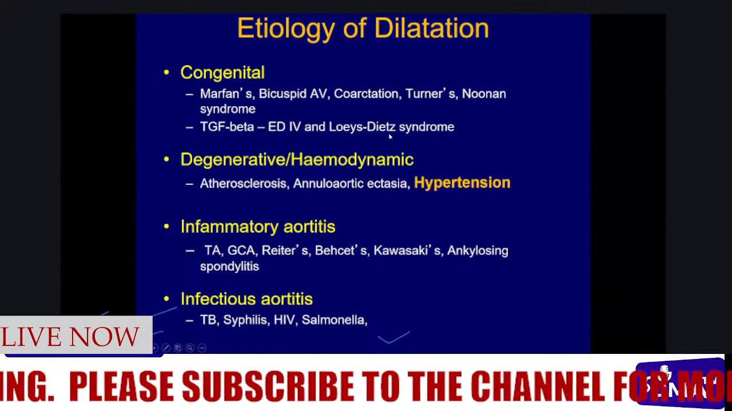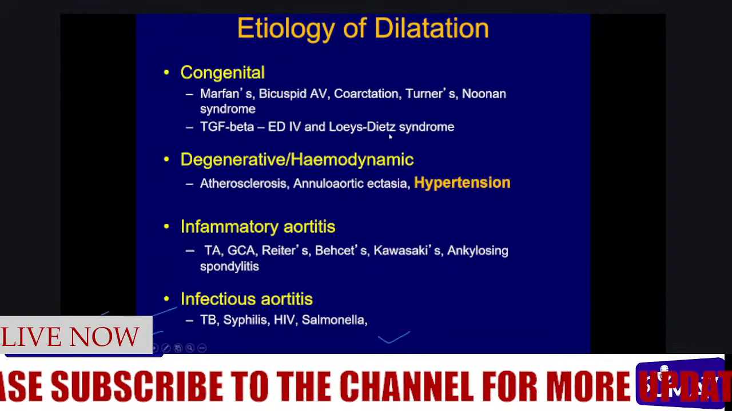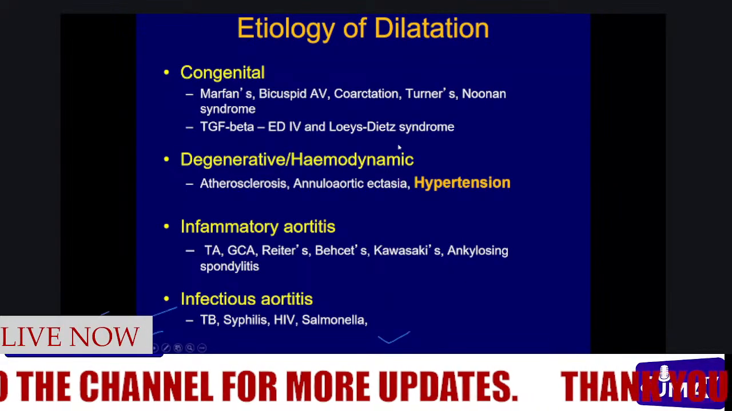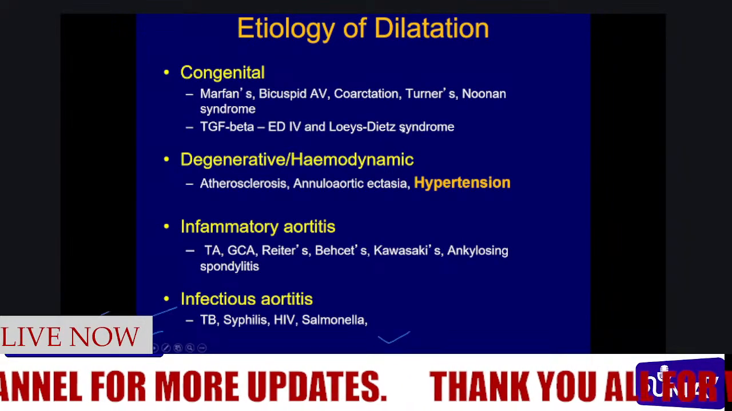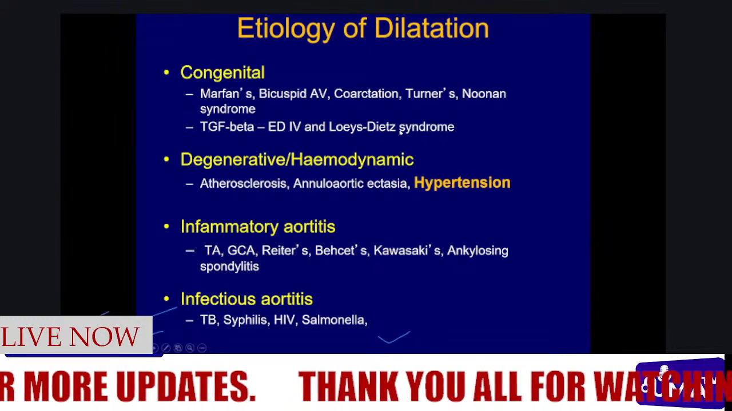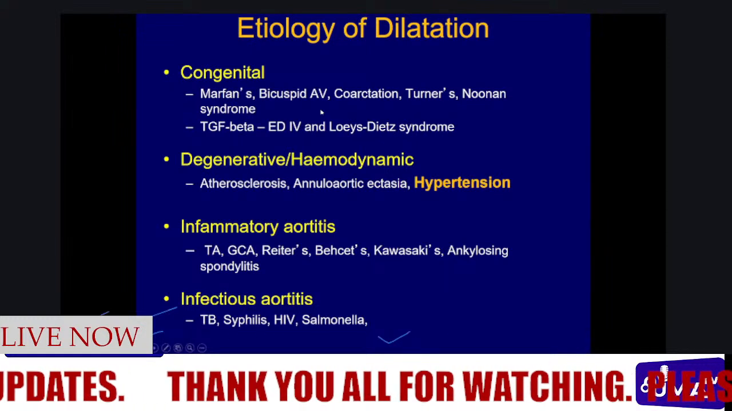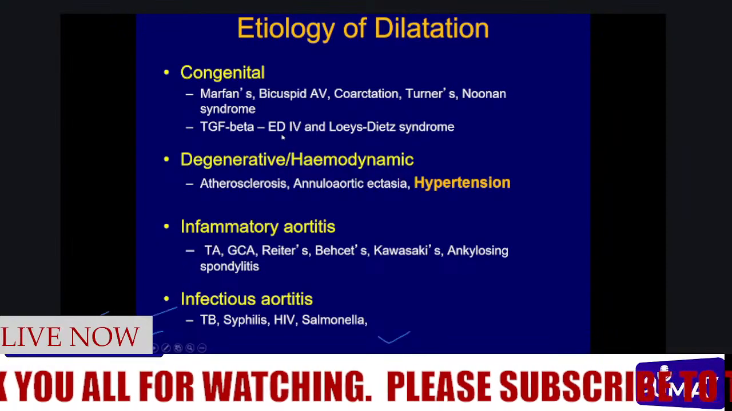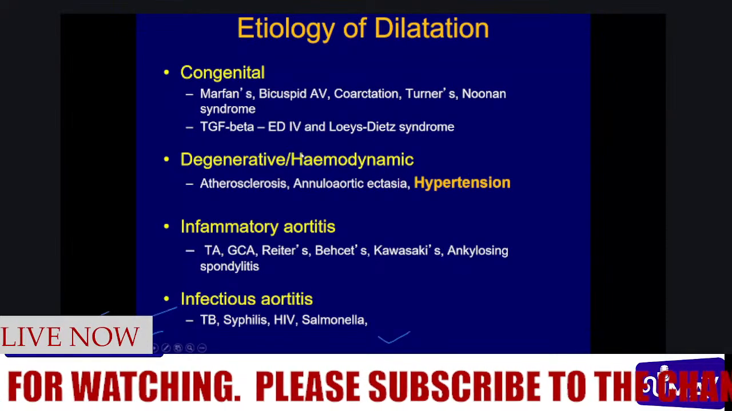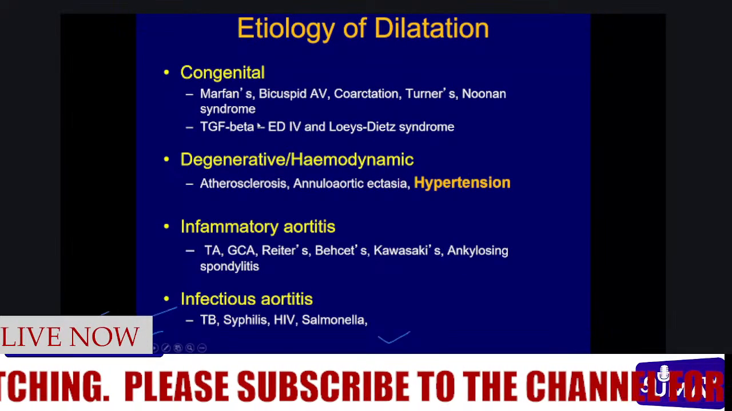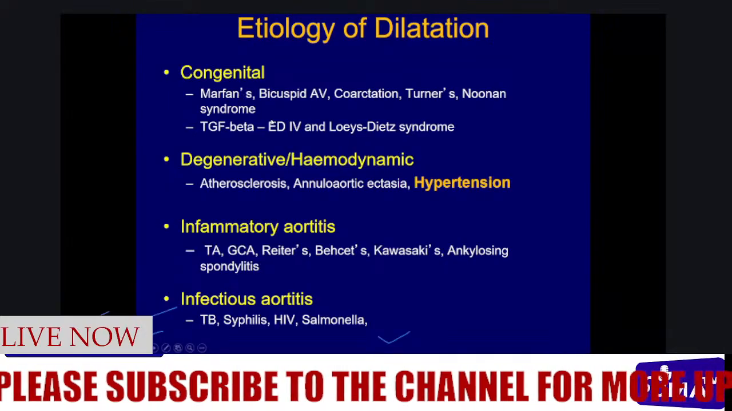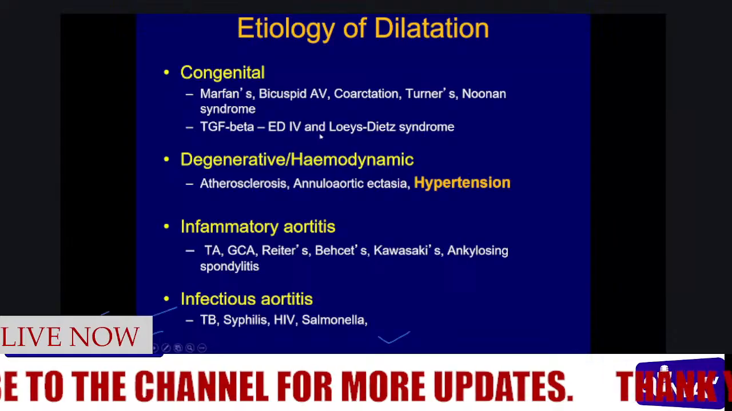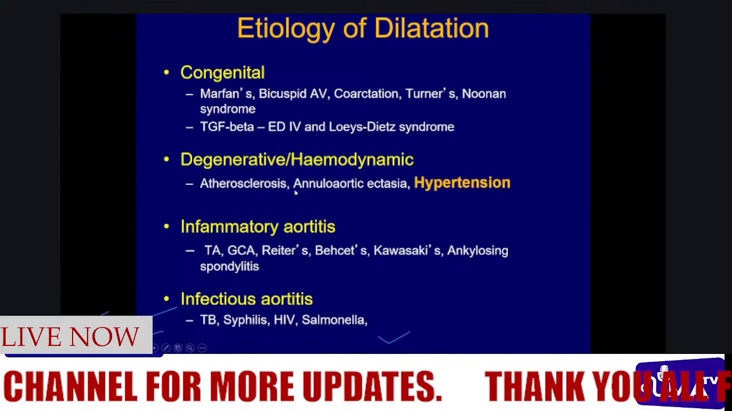Loeys-Dietz is more like Marfan's, but they have a bifid uvula and hypertelorism, where the distance between the two eyes tends to be wider. Then, of course, Ehlers-Danlos, we are going to look at a few features of that. When you find these congenital issues, these patients can come as adults, so always rule out aortic aneurysm in them.